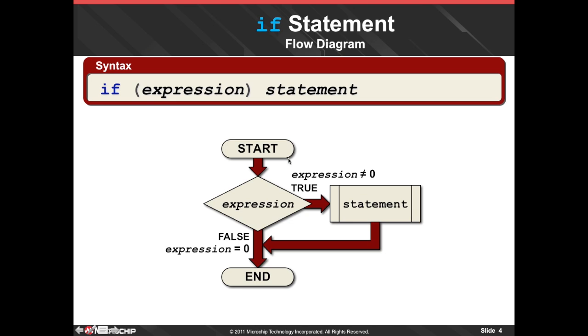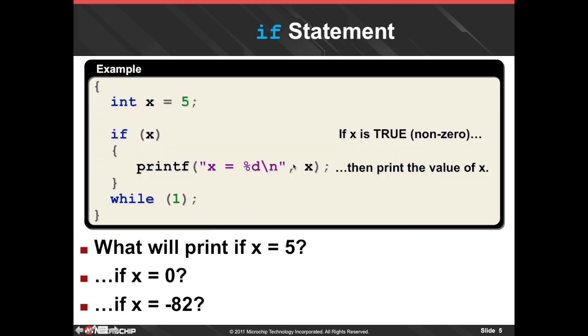So here's our flowchart. We start here. If the expression evaluates to true, then the statement, compound statement, or group of statements that you have is executed. If it's not true, then it's false, and we go right past to the end of that statement. So here's an example.